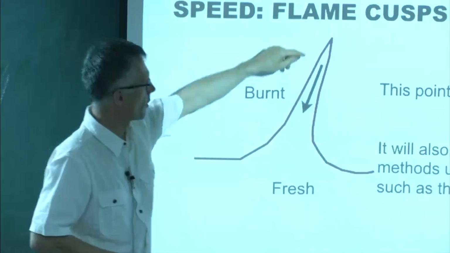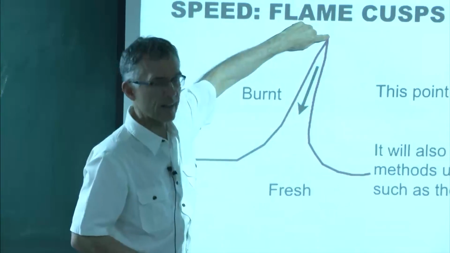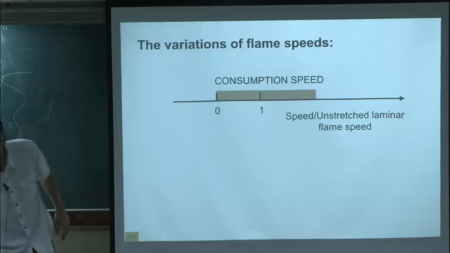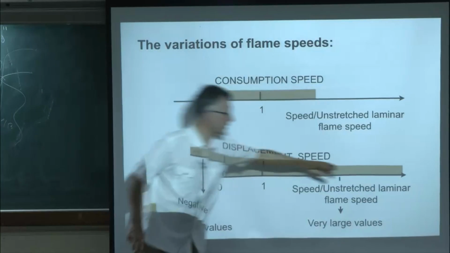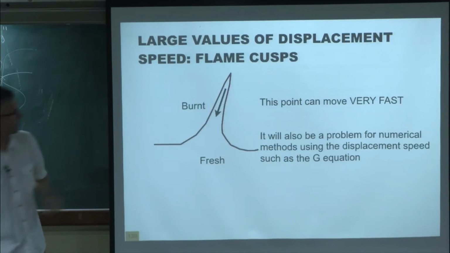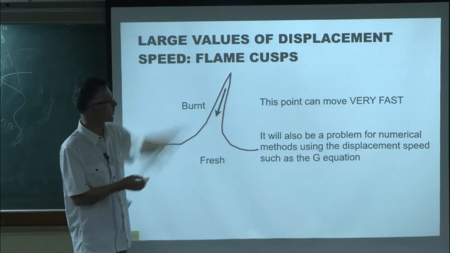You know, it will be crushed between the 2 fronts. So the velocity of that point can be extremely large. And this corresponds to the very large values that we find in displacement speeds here. We can have 10 times, 20 times the flame speed for a displacement speed, and that's only because of geometry like this, because of cusps.